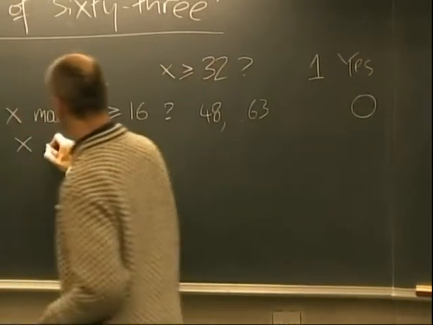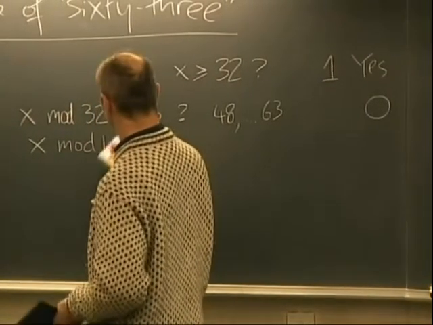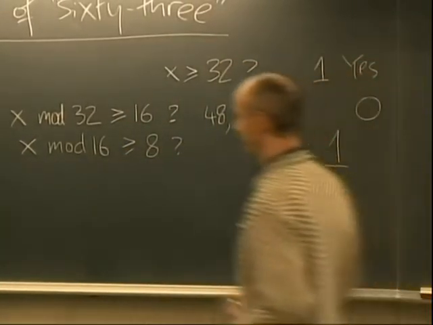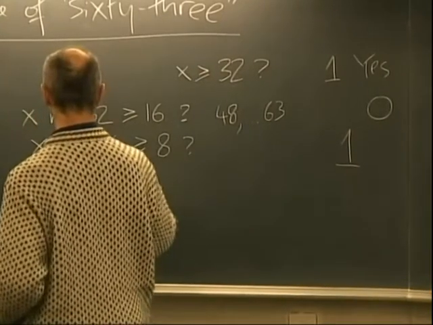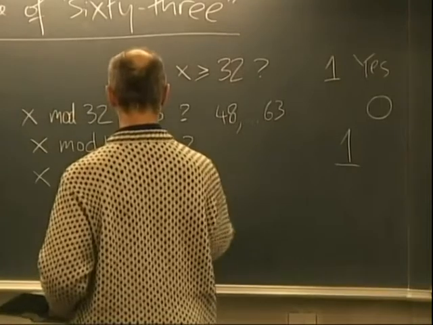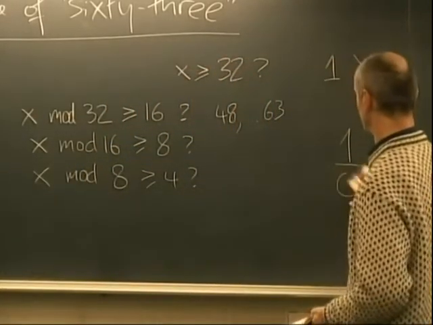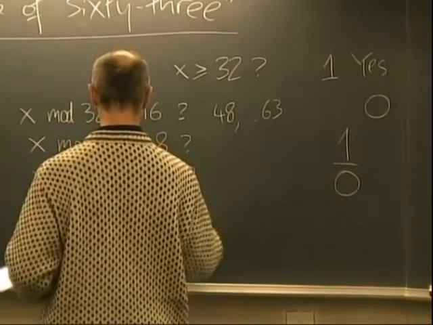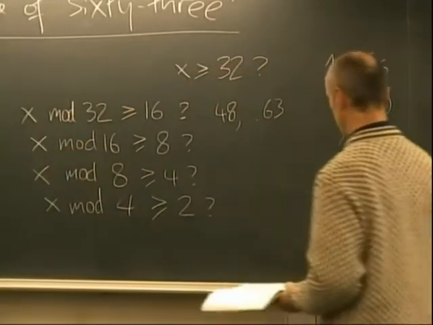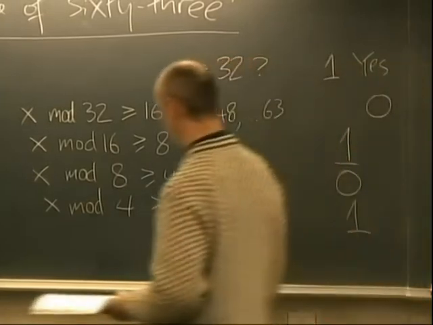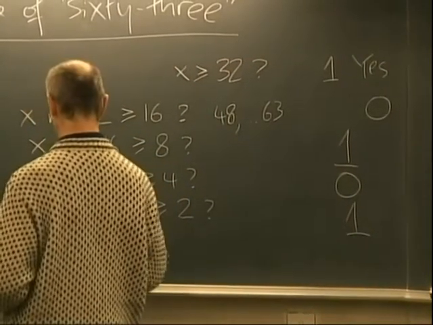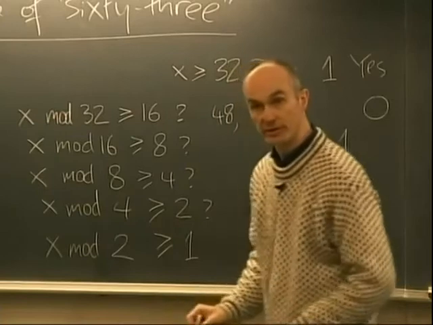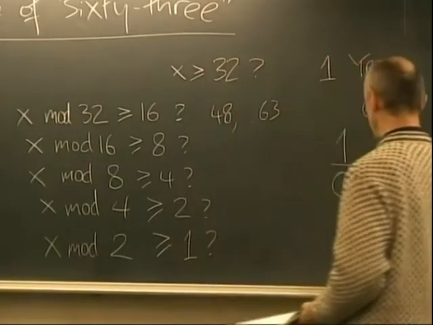And the third question is going to be, is x modulo 16 bigger than or equal to 8? And I could say yes. And then you'd ask, is x modulo 8 bigger than or equal to 4? And I might say no. Okay, and you keep on going and going, and you ask this one. And I say yes. When you put x modulo 4, it's bigger than or equal to 2. Then you ask me about x modulo 2, which is the same as asking, is it an even or an odd number? Yeah? And I might tell you no.